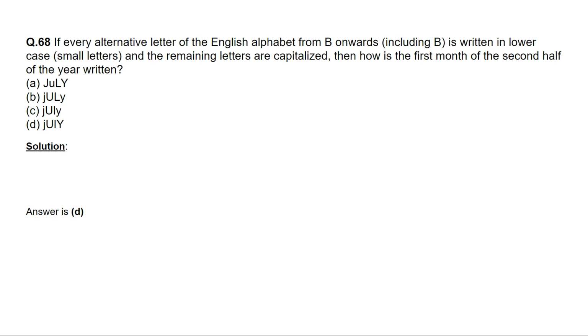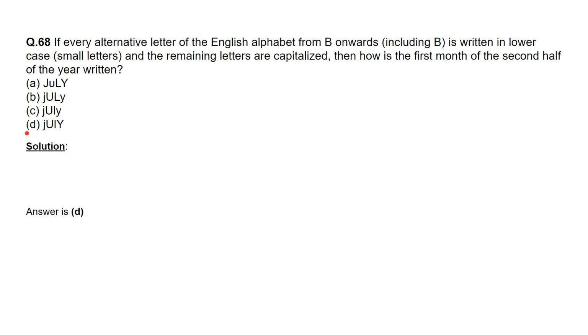This is a very simple question. So it is saying the alphabet B onwards is written in lowercase and the remaining letters are capitalized. So every alternate letter after B. So the B is going to be lowercase, C is going to be uppercase, then D is going to be lowercase, E is going to be uppercase.